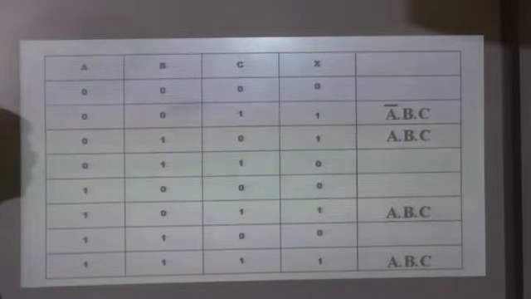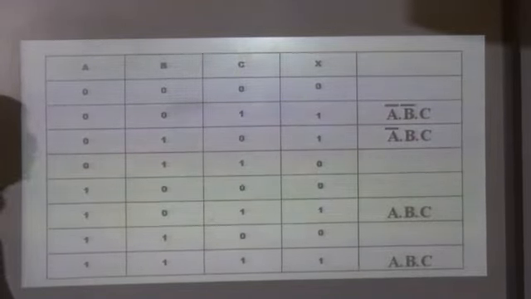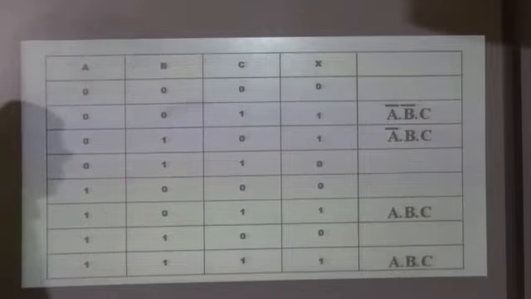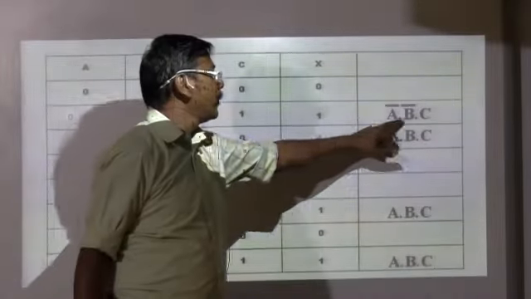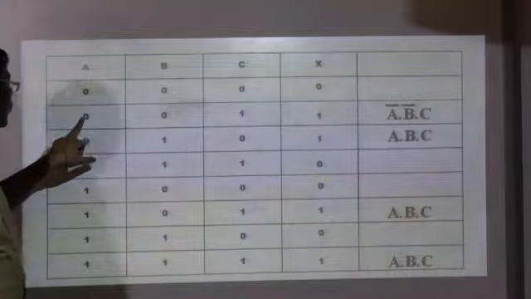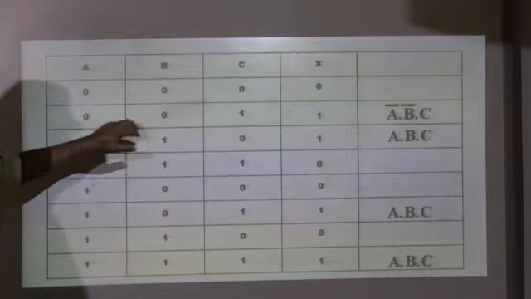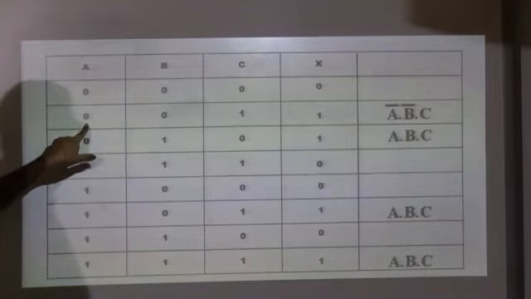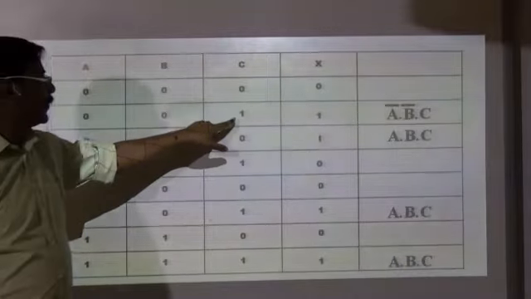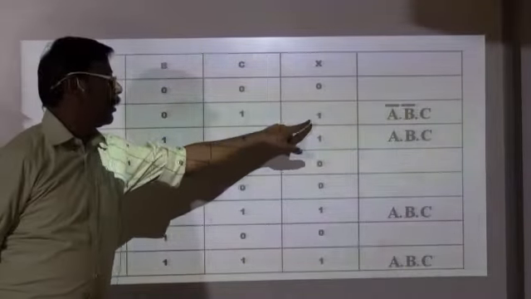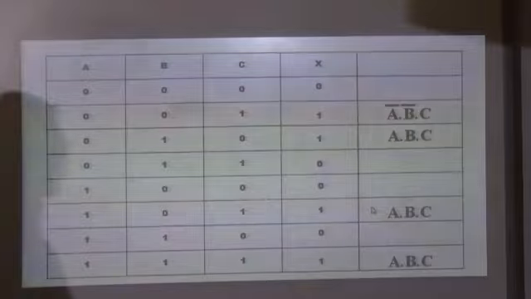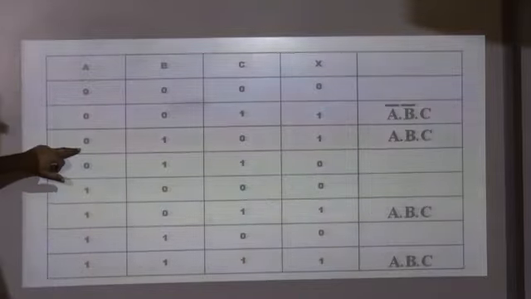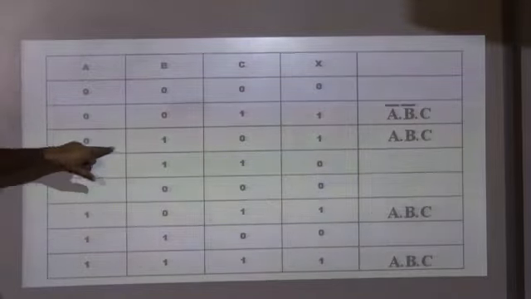So here we now have A complement, B complement, C, because these two have to be complemented to change them to 1. So now this is 1, this is 1, this is 1. So all three are 1, output is 1. Clear?